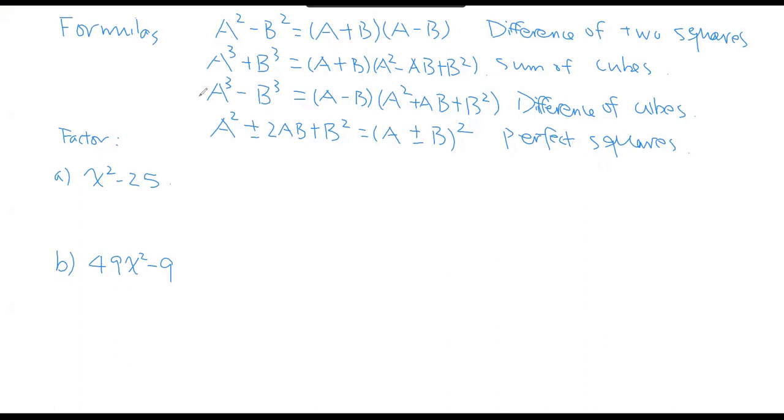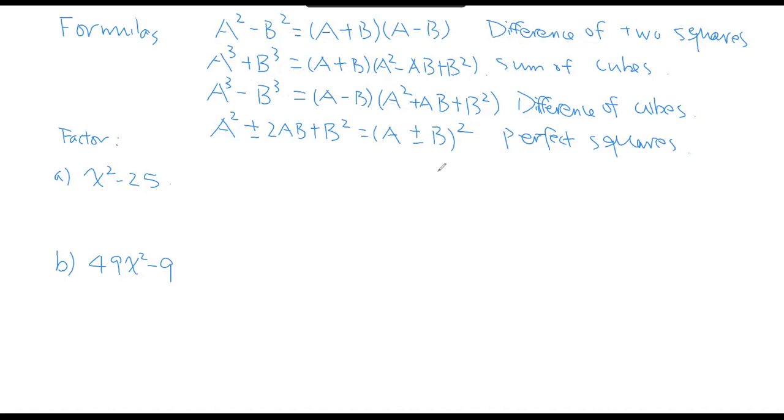The next two are the sum and the difference of two cubes. A raised to the third plus b raised to the third equals a plus b times a squared minus ab plus b squared. And the next one is a cubed minus b cubed, so you just change the middle sign: a minus b, then a squared plus ab plus b squared.